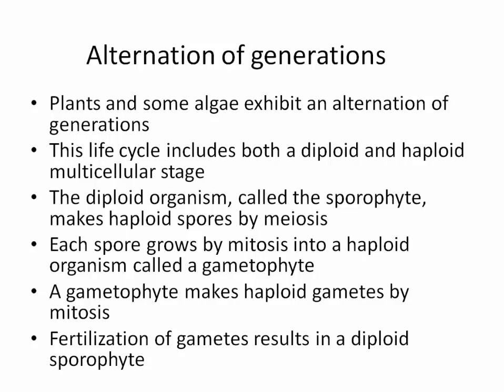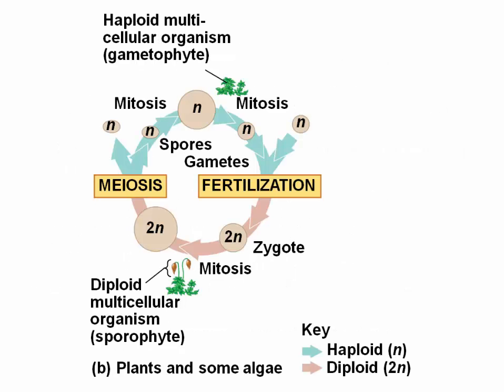The diploid organism, called the sporophyte, makes haploid spores by meiosis. Each spore grows by mitosis into a haploid organism called a gametophyte. So the gametophyte makes haploid gametes by mitosis. And then ultimately you'll have fertilization of these gametes, which will result in a diploid sporophyte. And you get the cycle to be complete, which is complicated, but not so much.